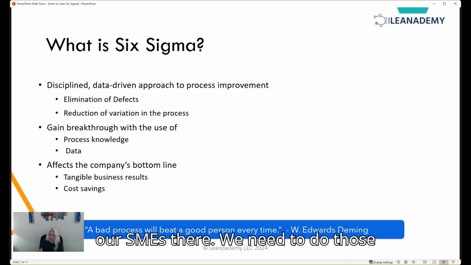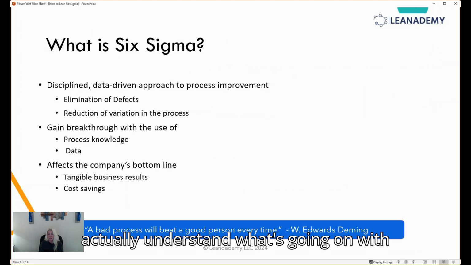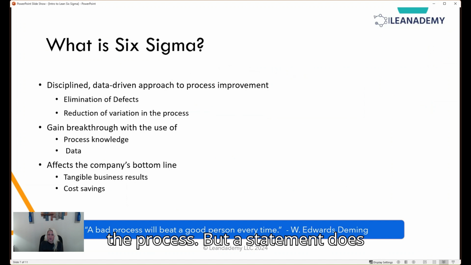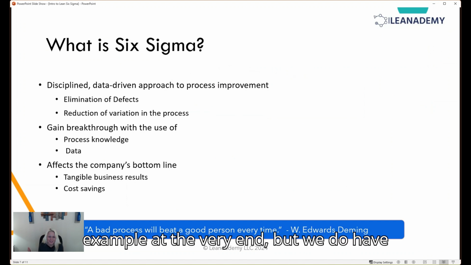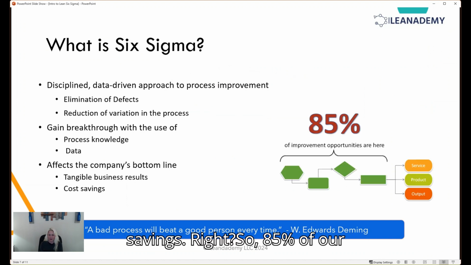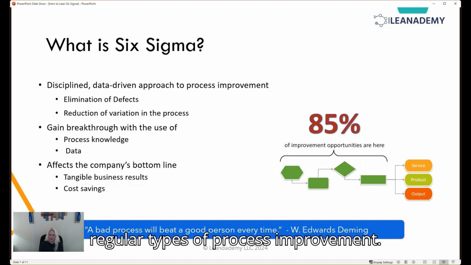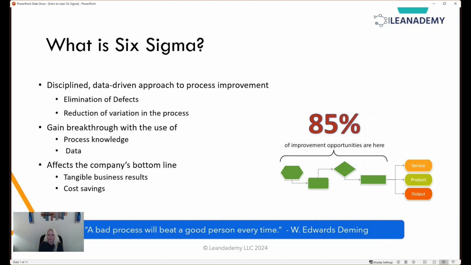But we also gain breakthrough with use of process knowledge, right? We need to have our SMEs there. We need to do those process walks with the Gemba walks to actually understand what's going on with the process. But Six Sigma does affect the bottom line, and I'll share an example at the very end. But we do have tangible business results and cost savings, right? So 85% of our opportunities are within the process itself. I'm not even talking about technology. I'm just talking about regular types of process improvement.